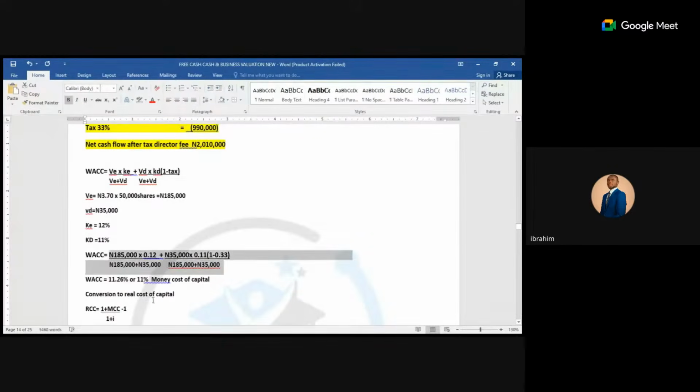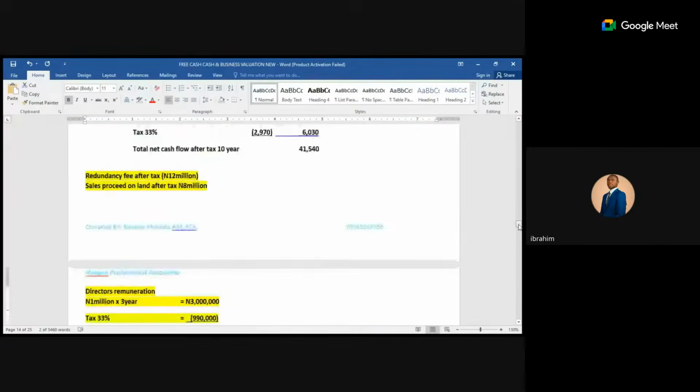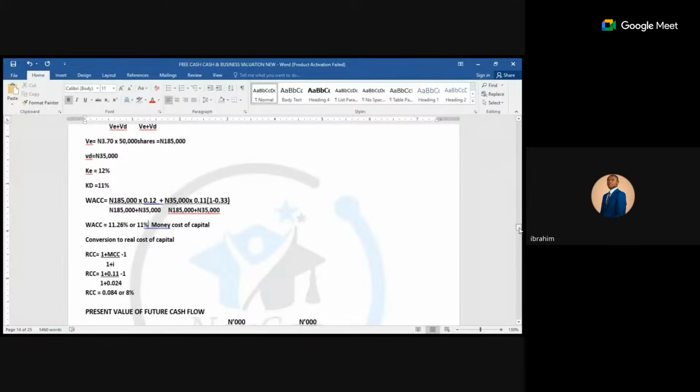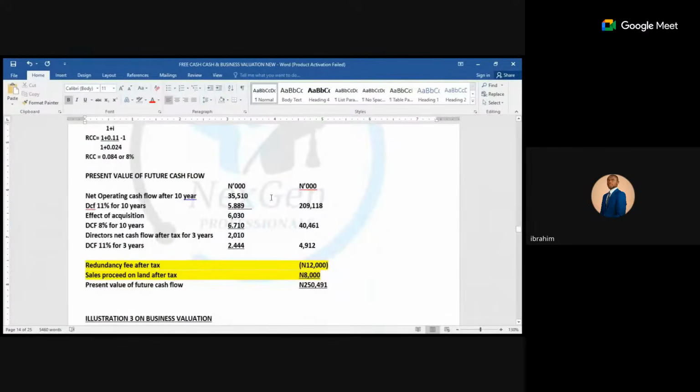I have a reservation here that this 11% is supposed to be 12%, but just check it again. Yes, this should be 12%, but just check it again in case we made a mistake in the calculation, so that you can effect it, right? What is most important is for you to understand the process and how it looks.